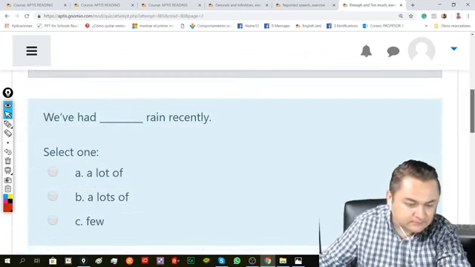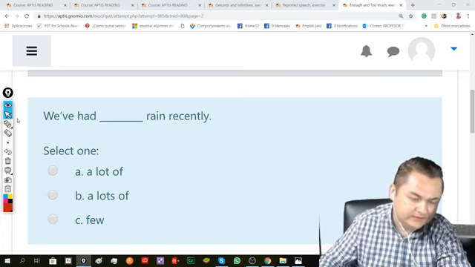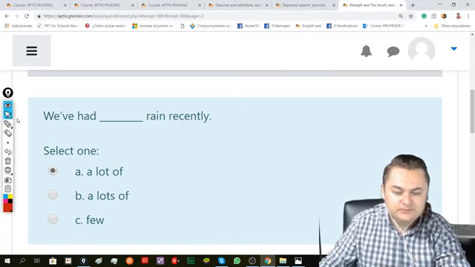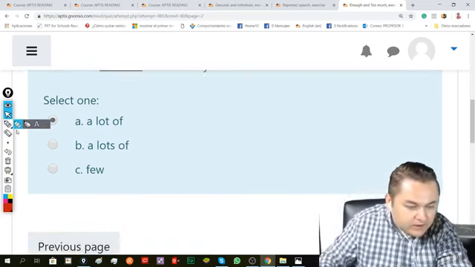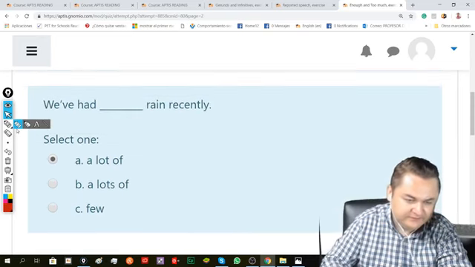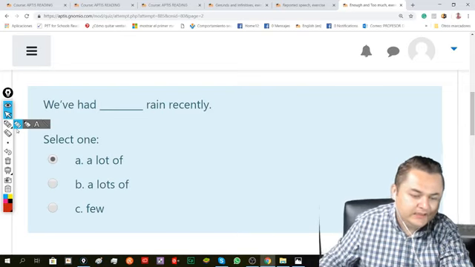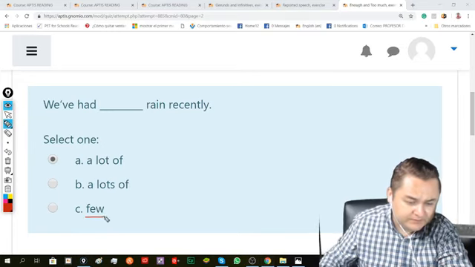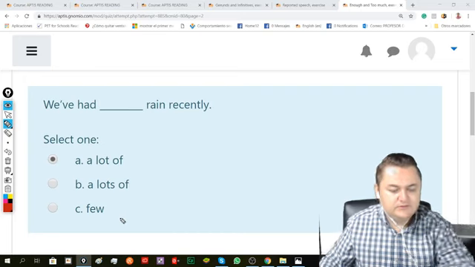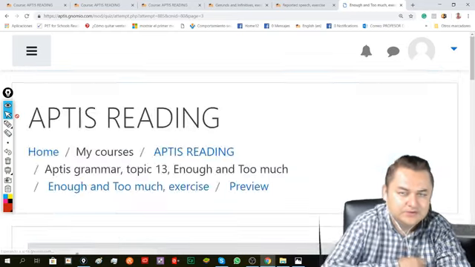Let's see this one. We've had a lot of rain recently. A lot of is not possible, because you actually say we have had lots of, but not a lot of. And a few rain, we just want to say we have had a lot of rain recently. Remember, it would be this one if I have an S. So a few drops, but it is not here. It is not the case that we're talking about.